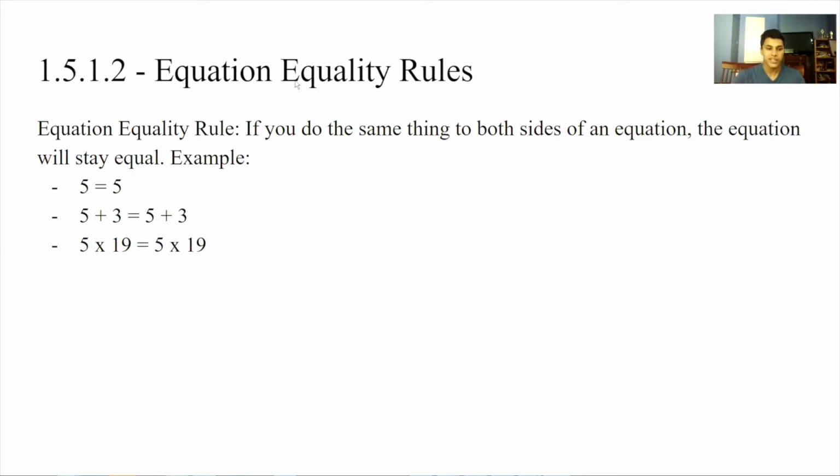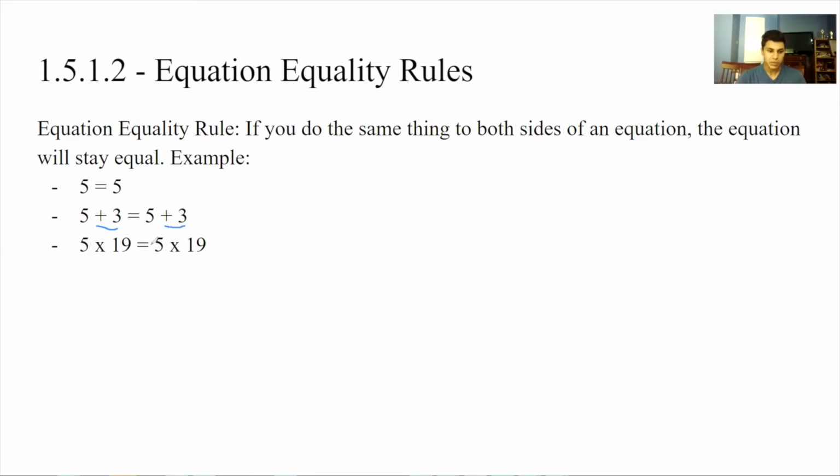So here I have an example. My equation is pretty simple. It's 5 equals 5, right? Anyone can write that equation, but here's how the equation equality rule works. If I decide to do something to one side of the equation, like here I added 3, so it becomes 5 plus 3, and I do the same thing to the other side of the equation and add 3 as well, then the equation will stay equal, because this is 5 plus 3 and that's 8, and this is also 5 plus 3 and that's 8. And that just simplifies to 8 equals 8.